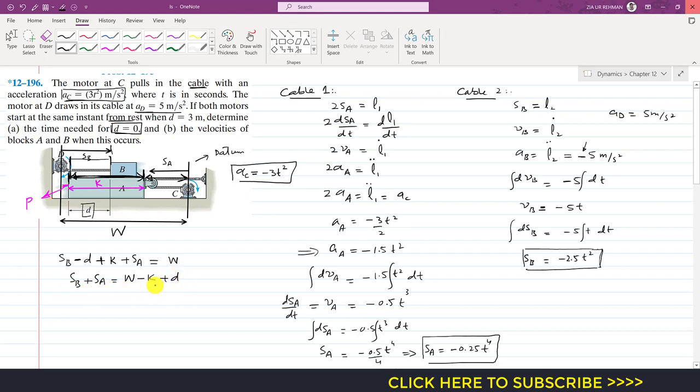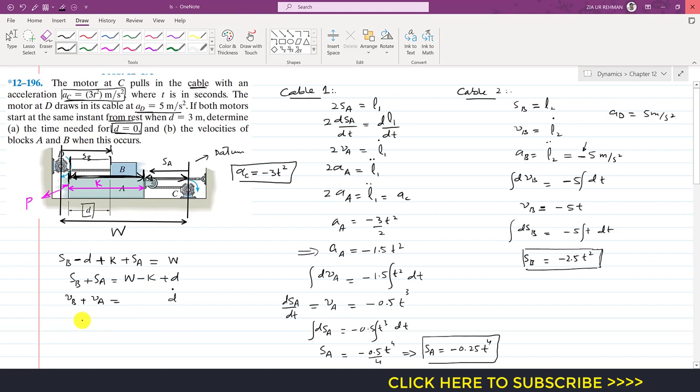And now if I take the derivative of this equation, then that will give us VB plus VA. W is constant, right? So the derivative of W will be 0, the derivative of K will be 0, and the derivative of D will be D dot, since the distance between this end of block A and this end of block B will change with respect to time, right? So we are left with this equation, VB plus VA is D dot.